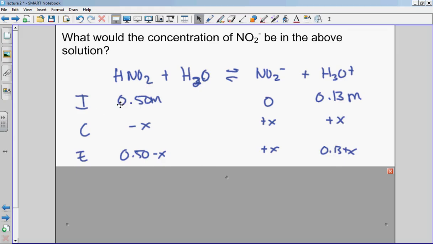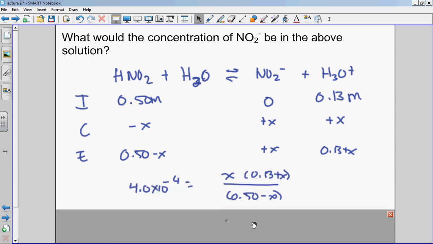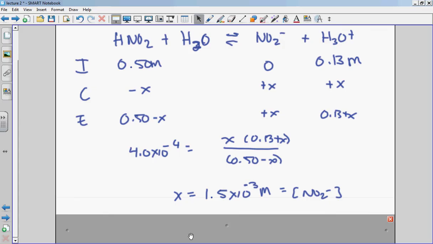So when we make our ice table, instead of having an initial concentration of 0 for the H3O plus, we'll have an initial concentration equal to what the concentration was from the HClO2 solution. We start with 0.5 moles per liter of the HNO2 to come to equilibrium. Because we have nothing here, we still know that some of this will have to react to create some of this, and so we make our ice table. And we set up our equilibrium calculation once again, and you solve for X, and you get 1.5 times 10 to the minus 3 molar, which would be the nitrite ion concentration.